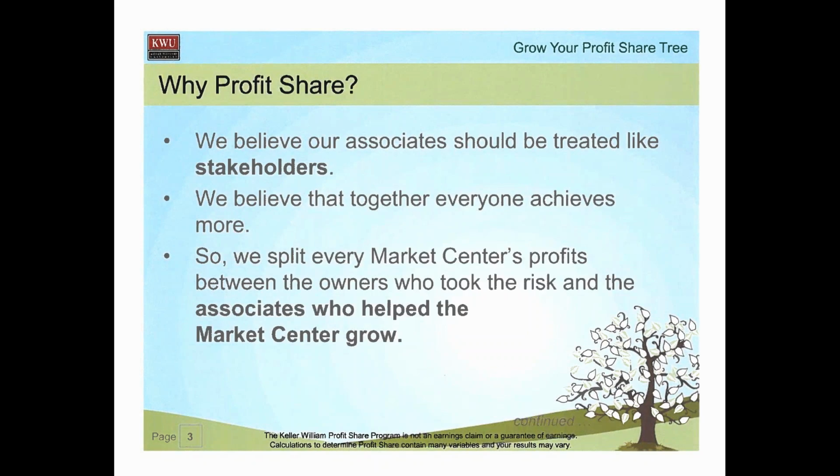So again, this goes all back to the culture of the company. We believe that all of our associates should be treated like stakeholders in the business. So we split the profits every month. 52% goes to the ownership and 48% is shared back amongst the agents who are helping us to grow the company.